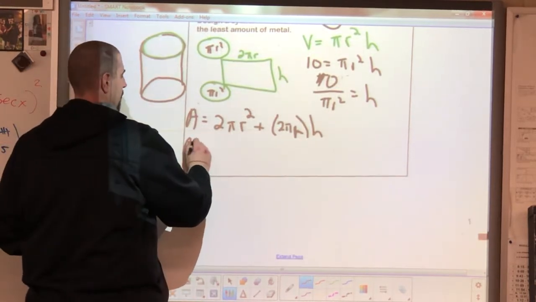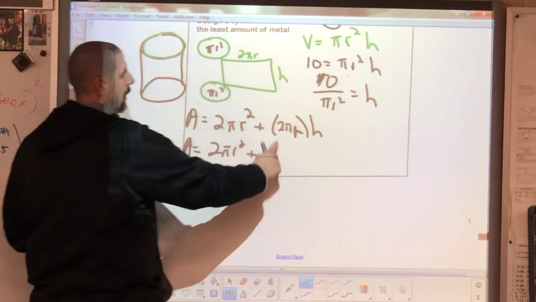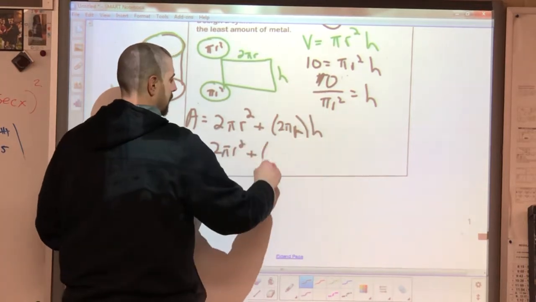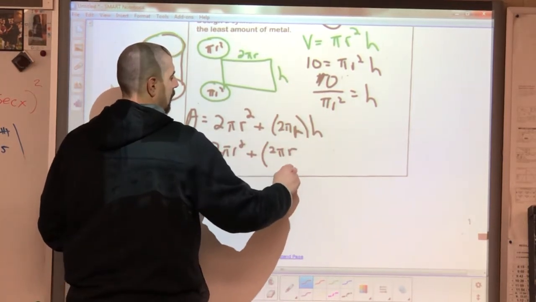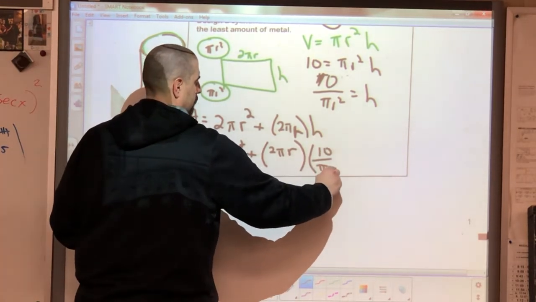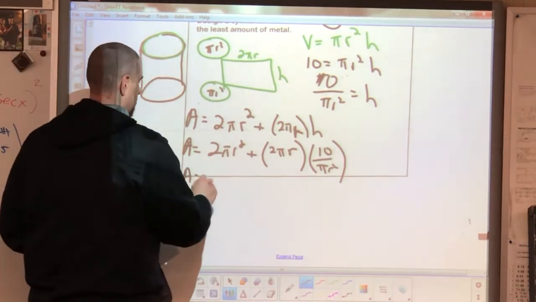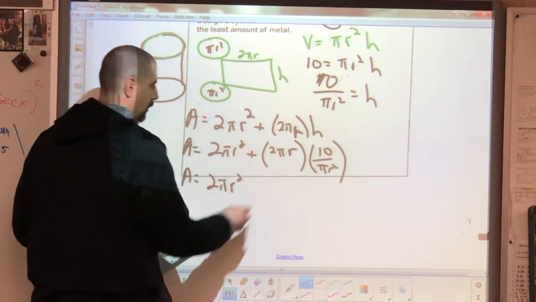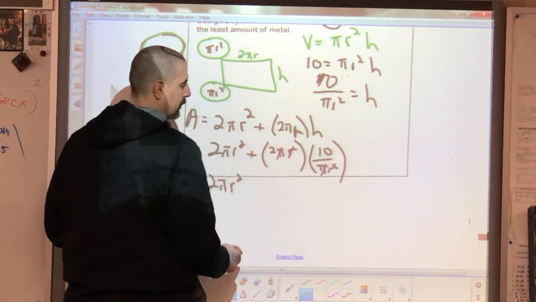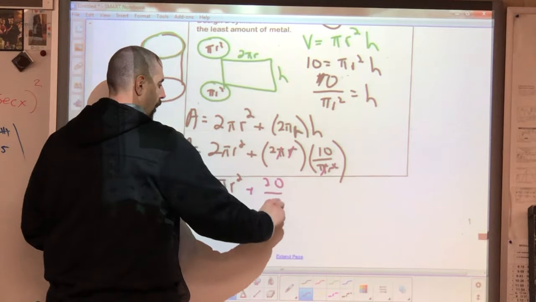So you're going to get area equals 2 pi r squared, because there are 2 pi r squareds, plus length times height, but we know height is now that, so you're going to get 2 pi r times 10 over pi r squared. Now, my recommendation is to simplify before you take the derivative, otherwise you might make it difficult. So what's going to happen is the pi's cancel, that r cancels with that, so you're going to get 20 over r, okay?